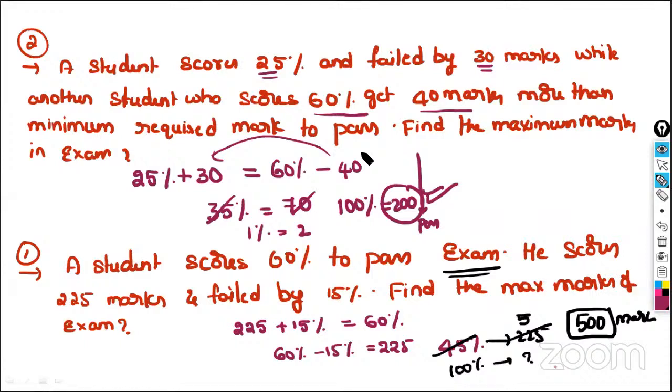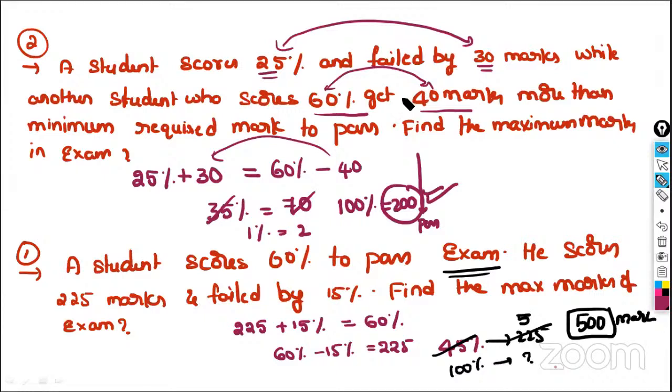Second problem. Okay, Priyanka. So one student got 25% and failed by 30 marks. So if I add these two, I will pass, right? Another student got 60%, gained 40 marks more than the pass mark. If I subtract 40 from 60%, I will get the pass mark, right?